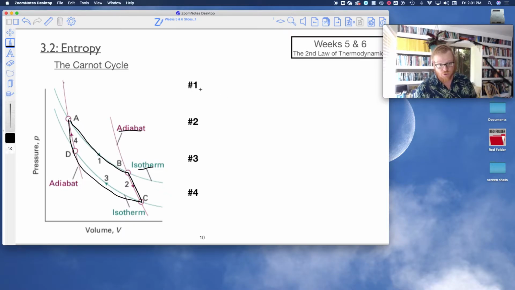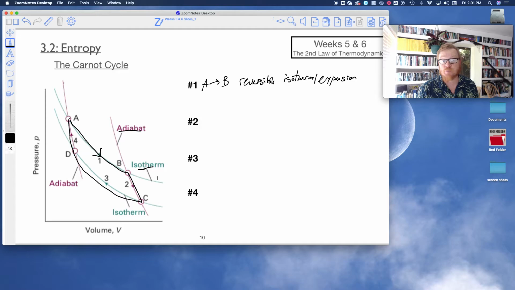So to go from A to B, we recognize that because that's going along an isotherm, that has to be isothermal expansion. Look, the volume is getting bigger. And particularly we note that that has to be reversible isothermal expansion, because it's following this Boyle's law curve. It's not irreversible, where it's occurring at a constant pressure. It's following the Boyle's law curve, so that's reversible isothermal expansion.